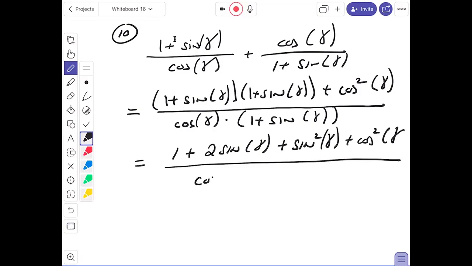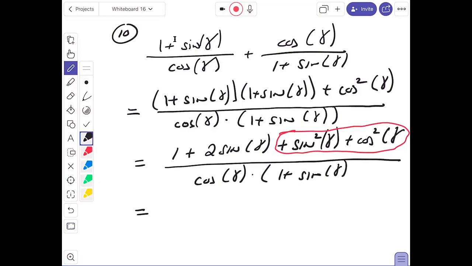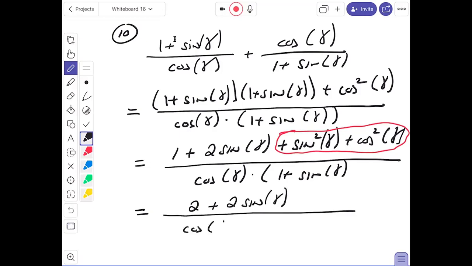What do you get in bottom? Cosine gamma times 1 plus sine of gamma. Let's keep going. I'm looking at this thing and I notice there's a Pythagorean identity here. It's right over here. Oops, I didn't put parentheses over there. That's going to be 1, and 1 plus 1 is 2. So we get 2 plus 2 sine gamma. What do you get in bottom? Cosine gamma times 1 plus sine gamma.